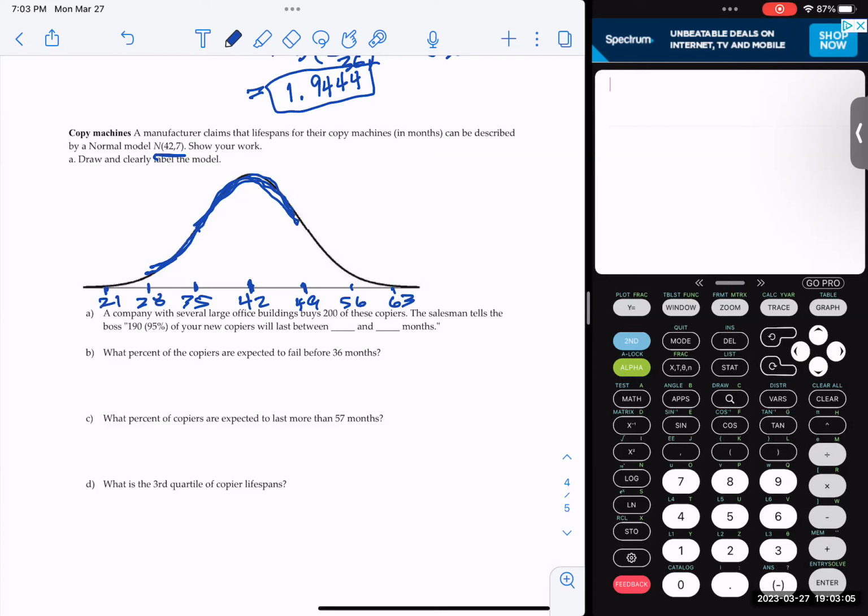Now, question A, I'm going to give you a huge hint. If you remember the empirical rule, which some people call the 68, 95, 99.7 rule, it makes that problem a lot easier. Can anyone read that and maybe tell me what they think the answer is?